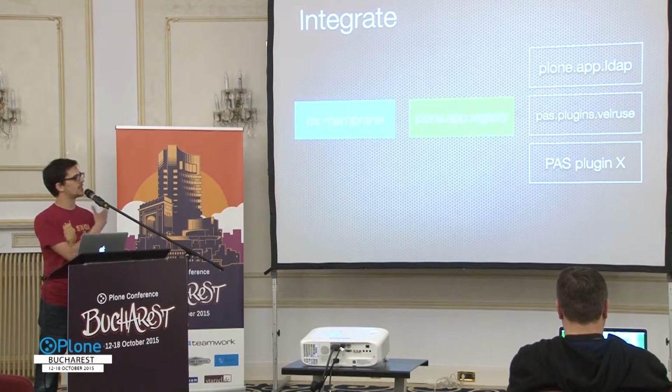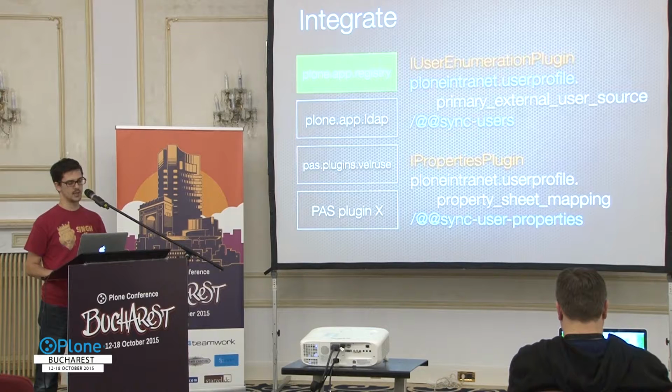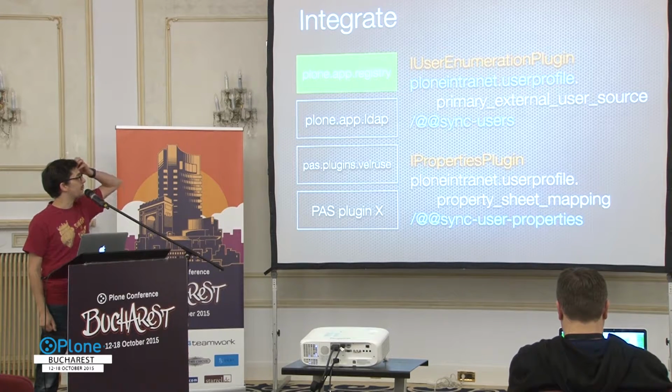So you can get authentication provided by LDAP, but then for every single one of the properties, you can say this comes from LDAP or this doesn't come from LDAP. It just uses the standard PAS plugin. So although we've mainly done it with LDAP at the moment, any PAS plugin that provided these things would work like that. The two main entry points to this are, if you have a PAS plugin that implements user enumeration, then you can set that as the primary external user source using this.